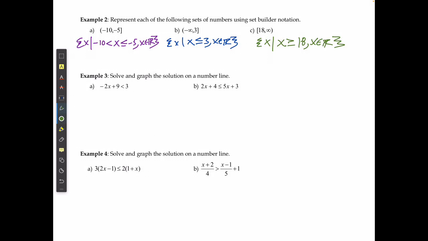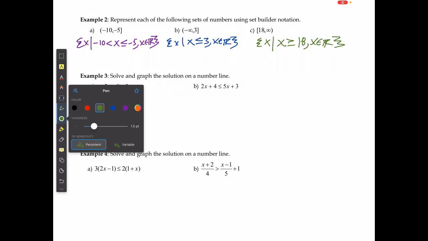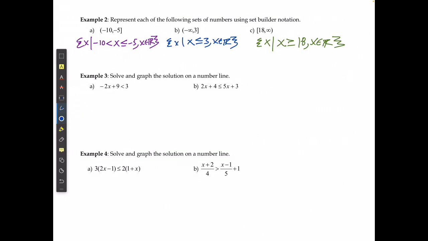Now, if I am solving an equation and graphing the solution, well, first, when I'm solving the equation, I'm going to solve it just like I would if it was an equal sign. The only thing, remember, if at any point when I'm solving I need to multiply or divide by negative, I'm going to change the direction of the signs. So for the first one, I'm going to subtract 9 from both sides and say that negative 2x is less than negative 6. And then when I divide both sides by negative 2, I need to change the direction of the sign and say that x is going to be greater than 3.